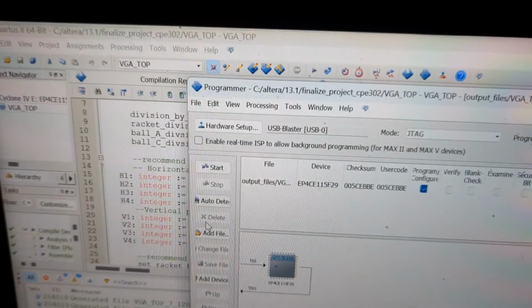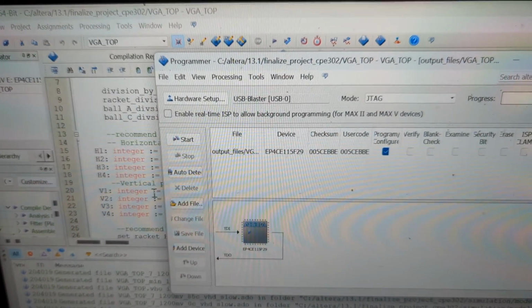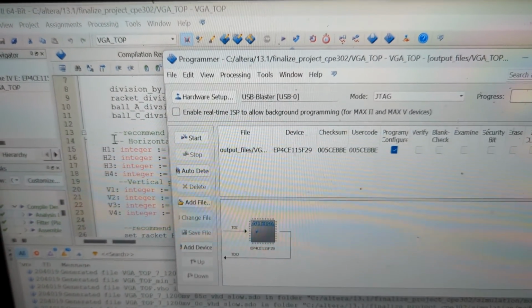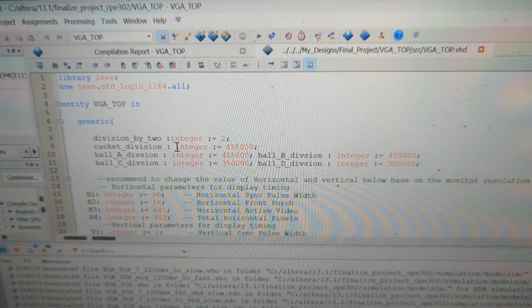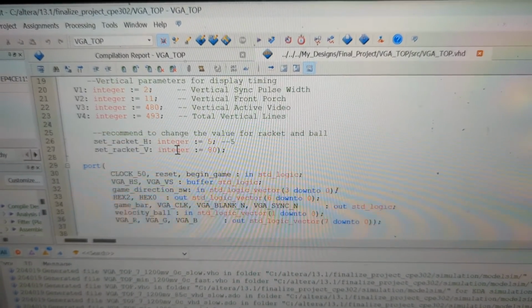In our next slide, we're going to be showing you the demo for the project. This is going to be presented by Tianun. Hi, this is a demo for the ping pong game. This is the top module code for the ping pong.